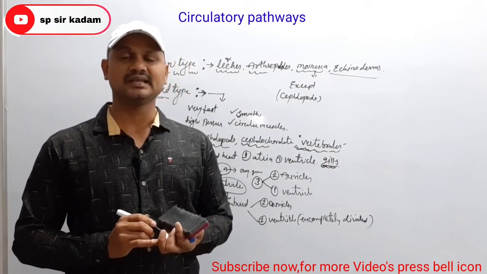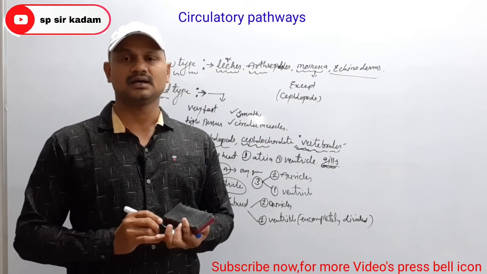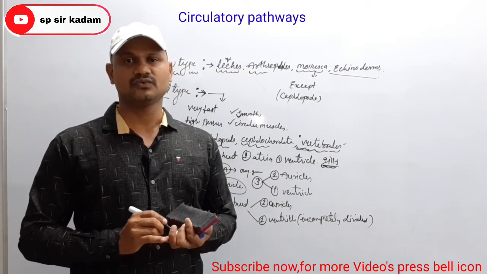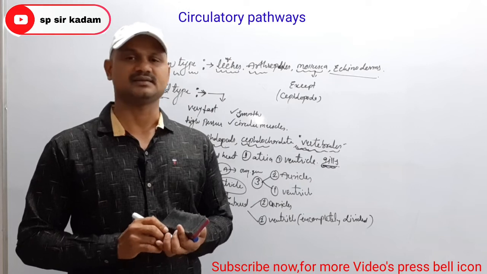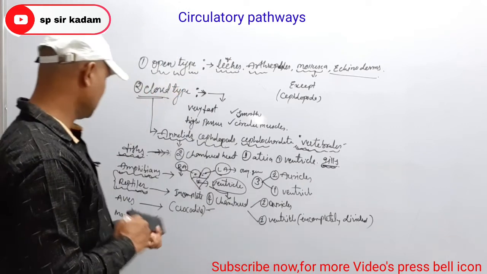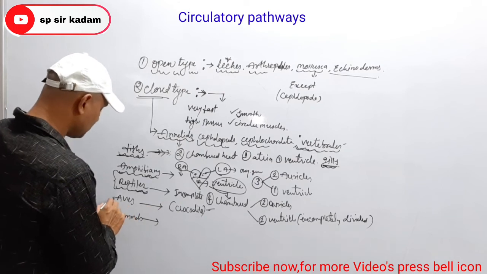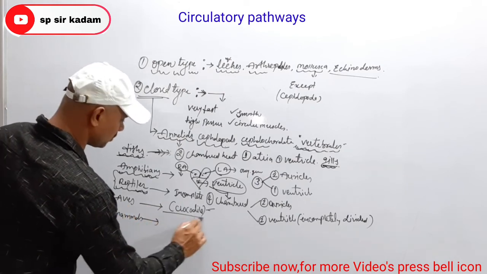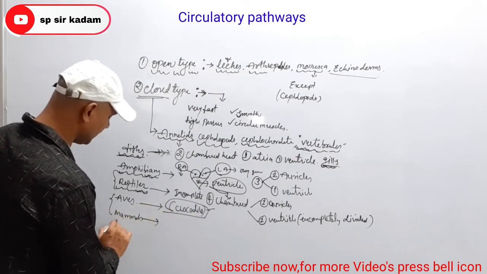So single circulation is in fishes, and in amphibians and reptiles, incomplete double circulation. Why? Because of incomplete division of ventricles. That is the reason. And what about aves and mammals? Crocodile, and aves and mammals.